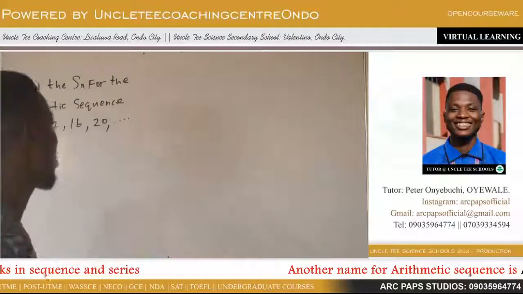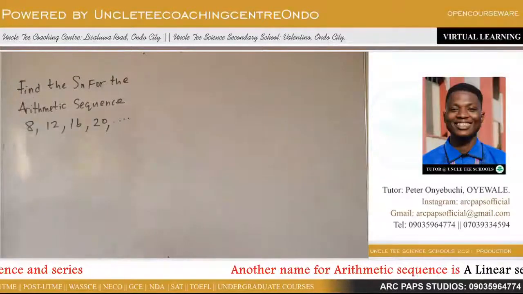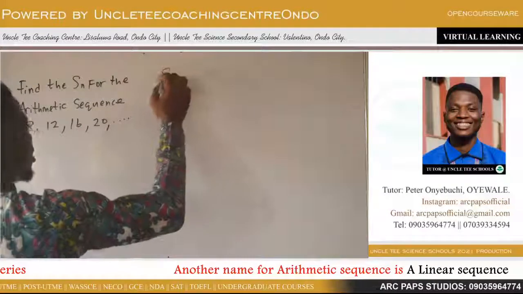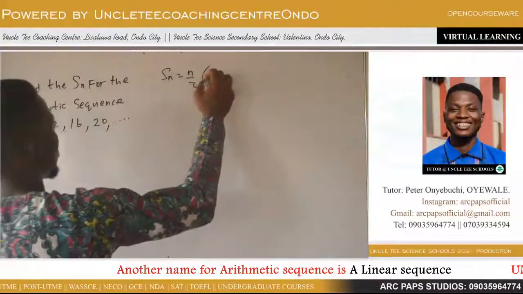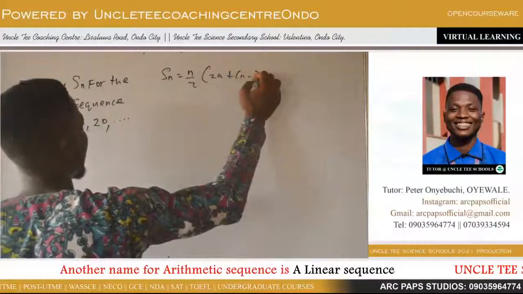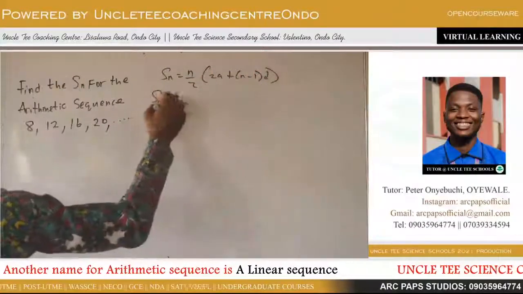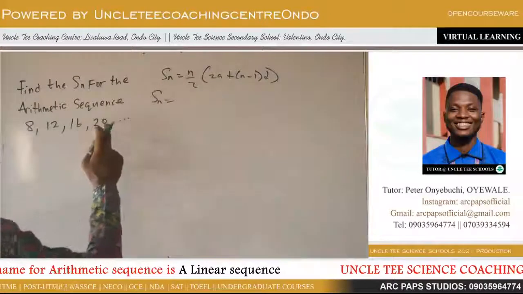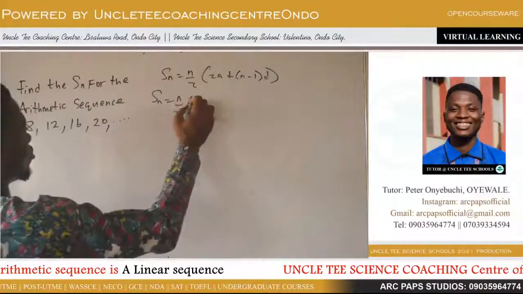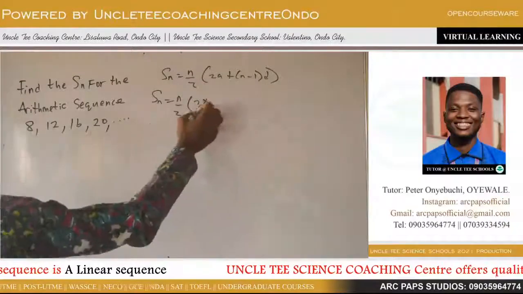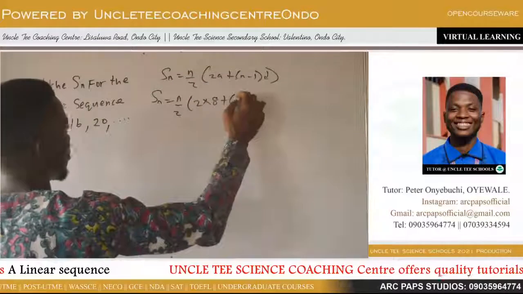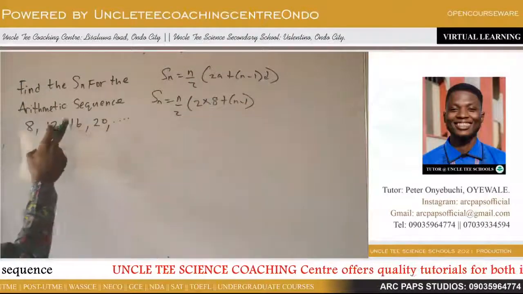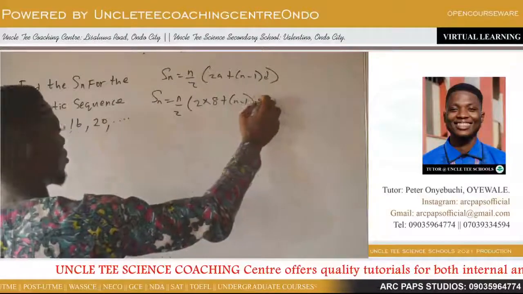Now, in this question, we're looking for the expression for the sum of terms of the arithmetic series 8, 12, 16, 20. We know that the sum of terms formula is given by n over 2 into 2a plus n minus 1 times the common difference. So our Sn is n over 2 into 2 times our a, which is 8, plus n minus 1 times our common difference, 12 minus 8, 16 minus 12, which is 4.